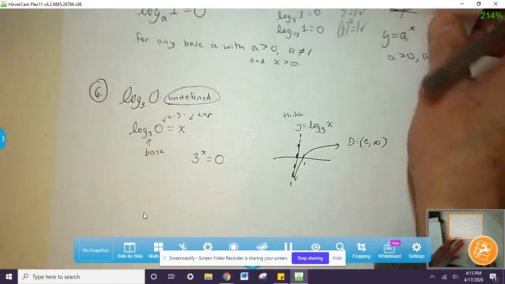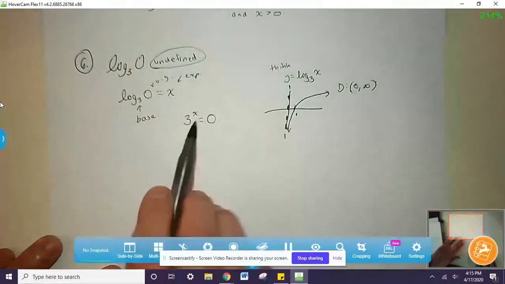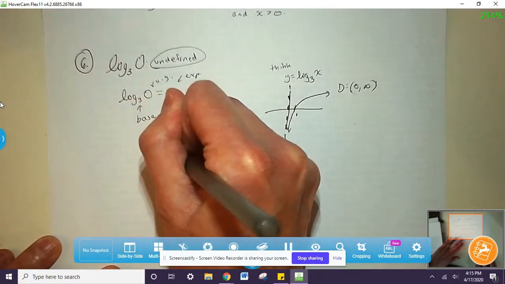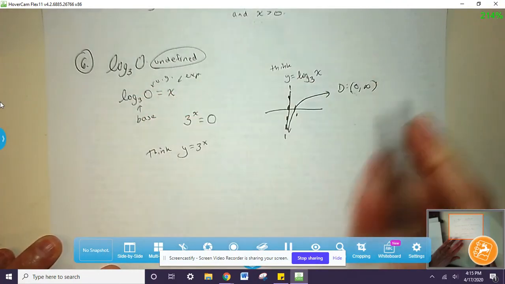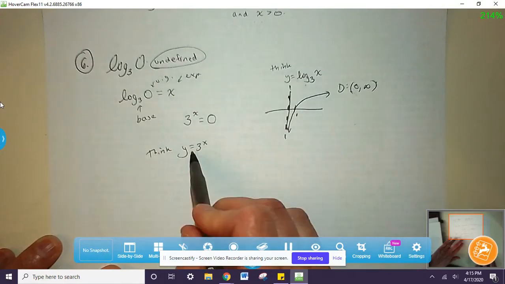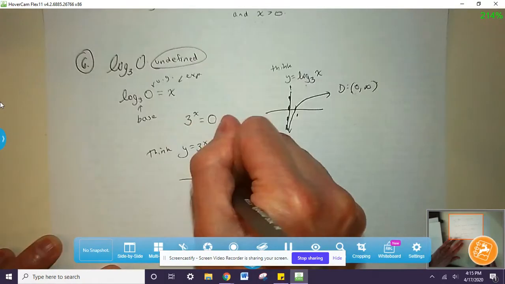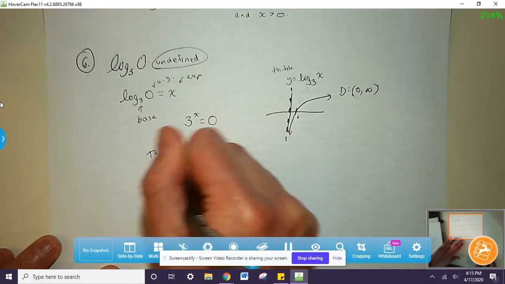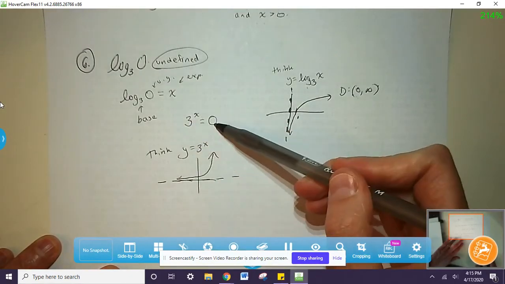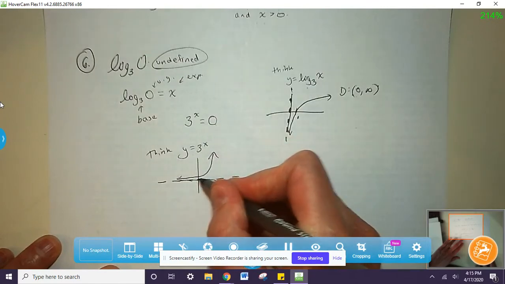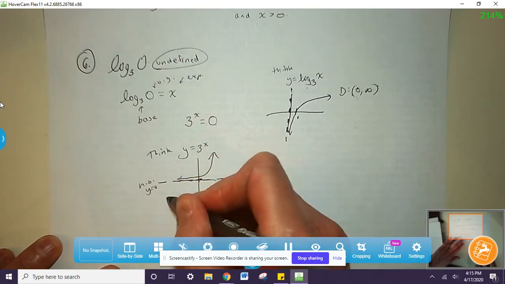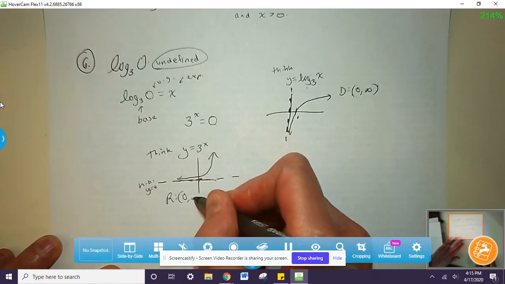An alternate explanation that I think you might like more is that you can't solve this equation. The reason you can't solve this equation is if you think of the exponential function. So instead of log, think of the exponential graph. Asking you 3 to what power equals 0 is asking you, when do you hit the x-axis? When do you get 0 for y? You don't, because that's where the horizontal asymptote is. And the range is 0 to infinity.